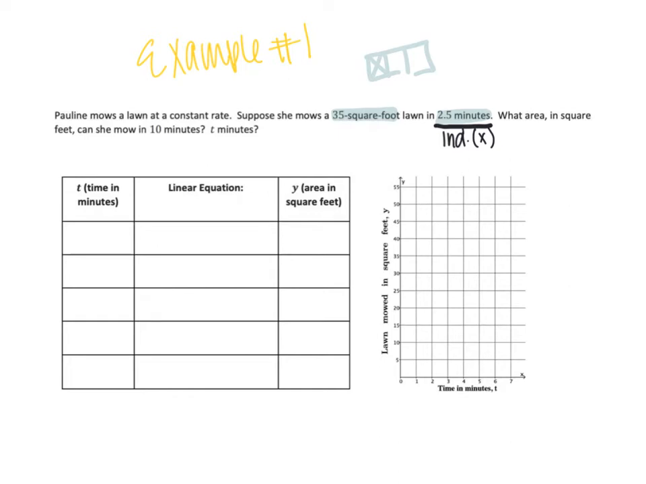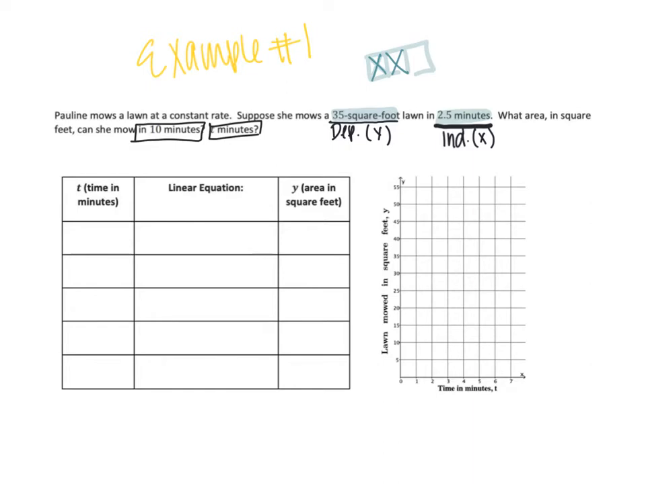And that means that how much she's mowing, how many square feet she's mowing, is dependent on how long she mows. So this is my y variable, okay? And then the question goes on to ask how many feet can she mow in 10 minutes and then in t minutes. All right, done with my second read.